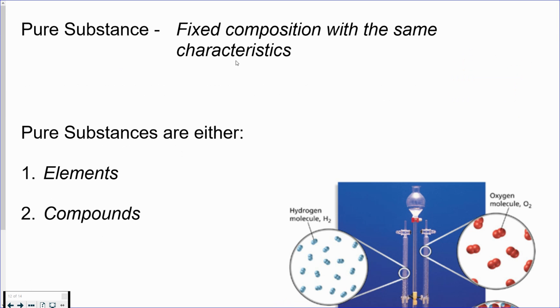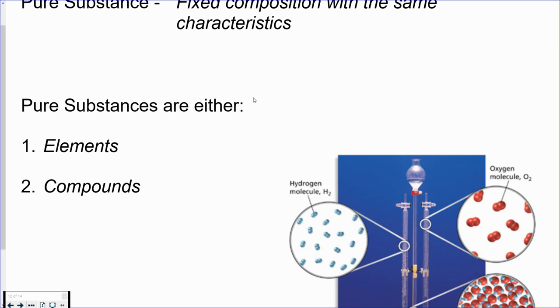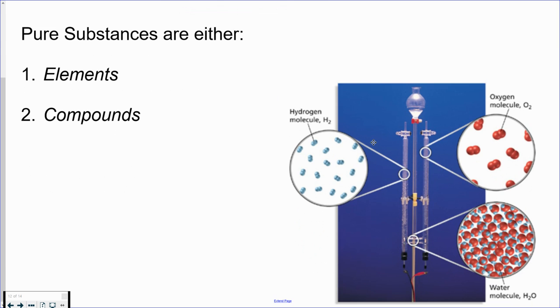A pure substance is going to be a fixed composition with the same characteristics. Underneath a pure substance, there are two different categories, and those are elements and compounds. For example, this would have distilled water in it. We would run some electricity through it, and the electricity would break it up into hydrogen and oxygen. So those would be pure substance elements.